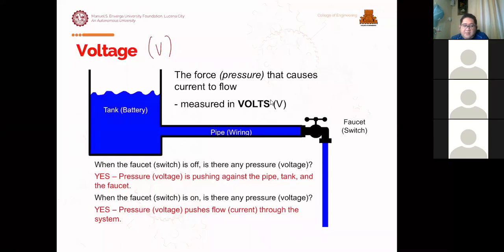Okay? Then kapag halimbawa inopen natin siya, of course yung pressure natin will push yung current natin para gumalaw yung electrons natin in the electric circuit. Okay?